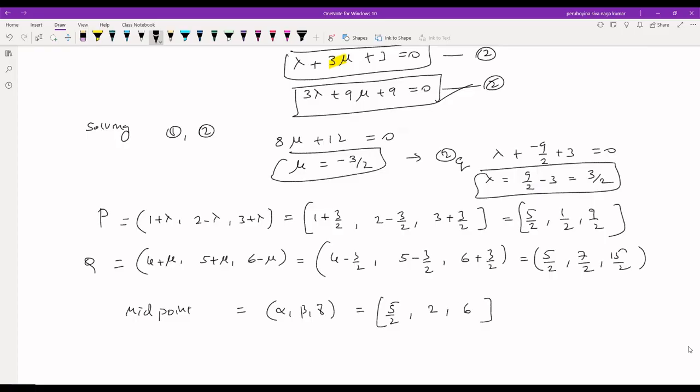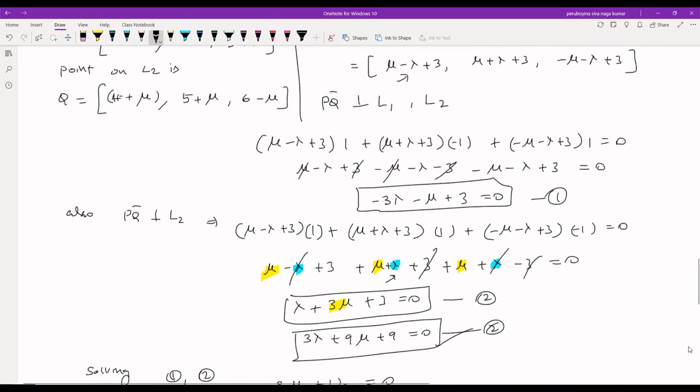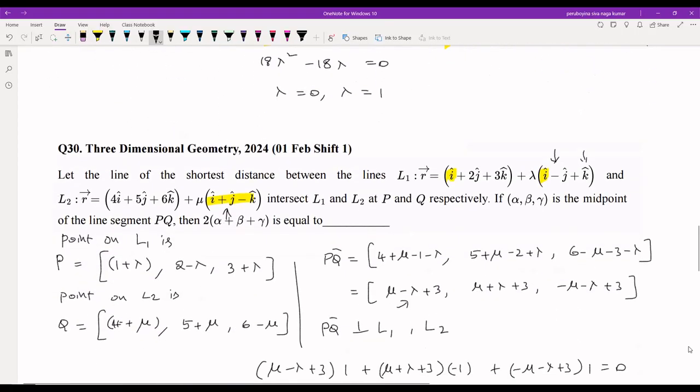He's saying 2 times alpha plus beta plus gamma. So 2 times 5 by 2 plus 2 plus 6. So multiply with 2, then it will be 5 plus 4 plus 12. 5 plus 4, 9, 9 plus 12, 21. So 21 will be the answer of this question. So integer type question, 21 is the answer.